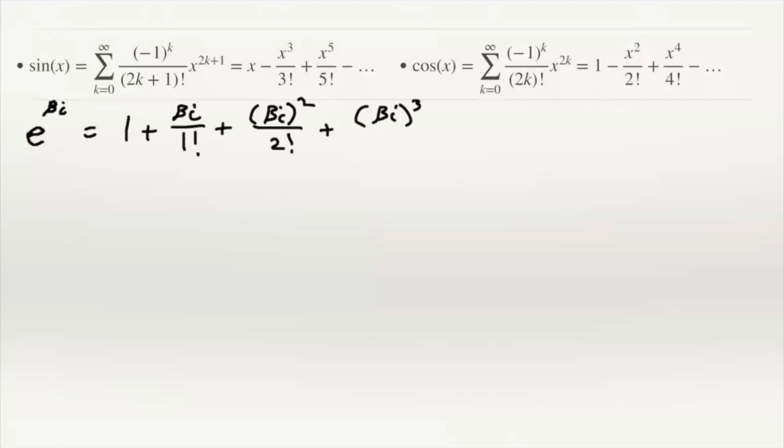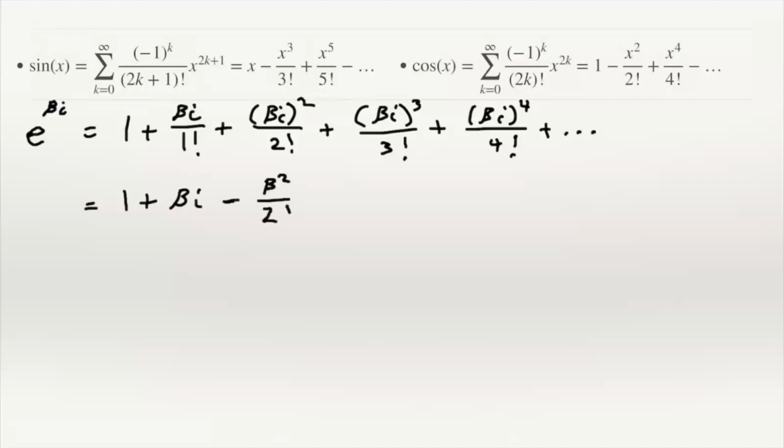Let's see what happens if we take e to the power of an imaginary number. So like e to the power of beta i, where beta is a real number. Well, plugging in, that will be 1 plus beta i over 1 factorial plus beta i squared over 2 factorial plus beta i cubed over 3 factorial plus etc. Okay, so that's 1 plus beta i. 1 factorial is 1. What is i squared? Well, i squared is -1, so this becomes negative beta squared over 2 factorial.